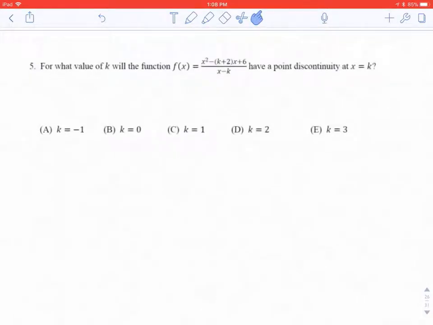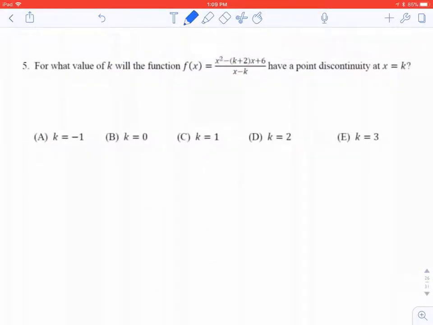This one I've spent a lot of time on. And what I landed on for this one is using the answers, because it's multiple choice, is probably your best bet. So here's what I'm going to do. Let me explain to you the concept first. For what values of k will this have point discontinuity?